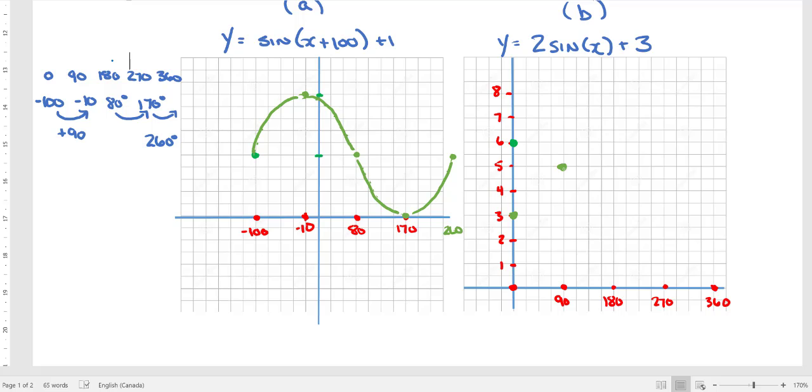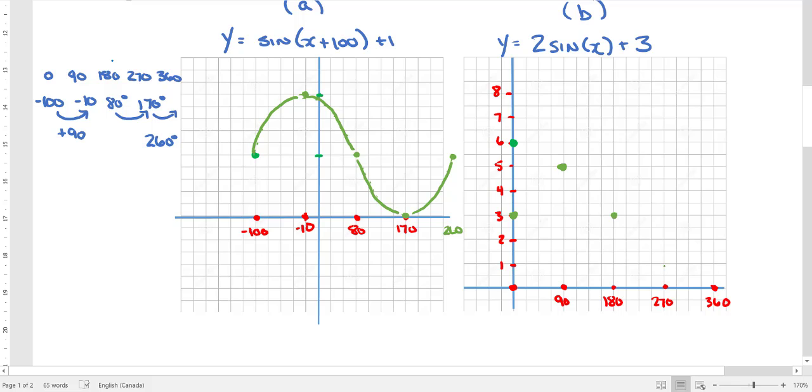Okay, and my next value would have been 0 again. It goes back down to this line. And then my next value, 270, that's usually at -1. And I'm going to multiply -1 by 2, and I get -2. But then I'm going to add 3 to it. So that actually brings me up to 1. So my value is just going to end up here.